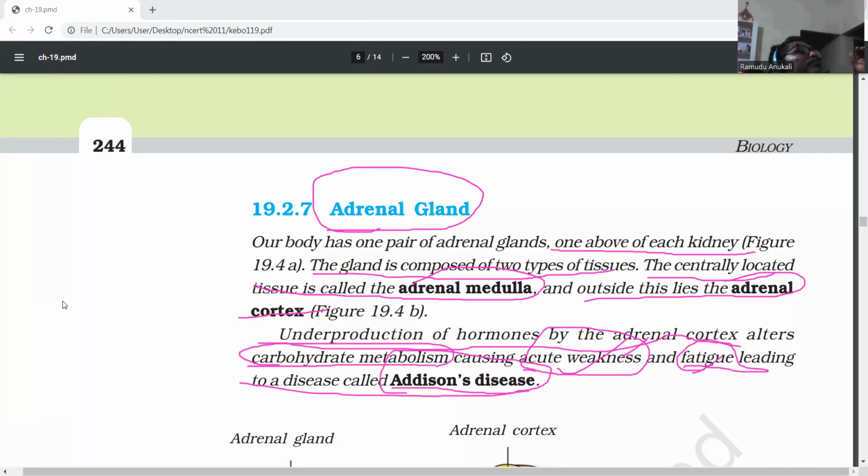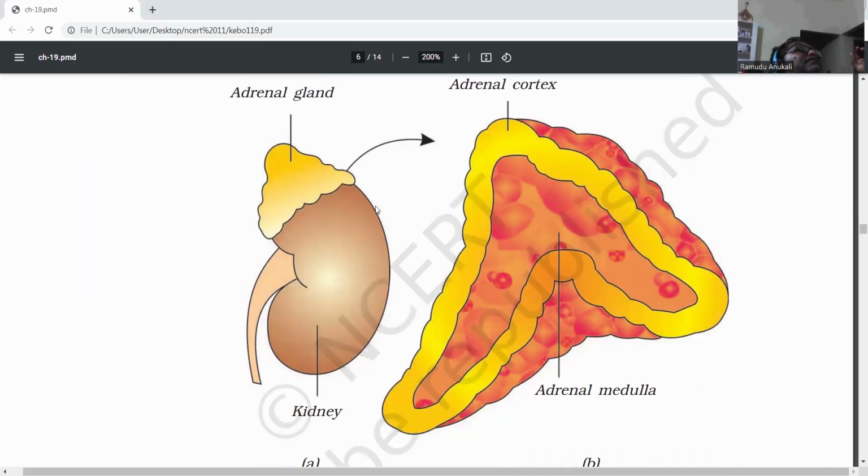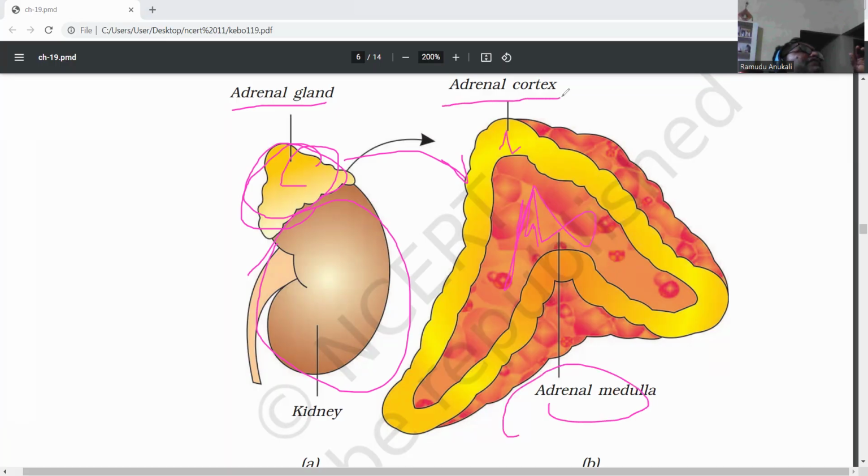Now let us discuss the picture. This is the kidney. On top of the kidney, the adrenal gland is present. In this diagram, the red colored portion in the center is called the medulla, and the outer yellow colored portion is the cortex. Each adrenal gland has two parts: the outer adrenal cortex and the inner adrenal medulla. The adrenal cortex secretes hormones, and the adrenal medulla also secretes hormones.